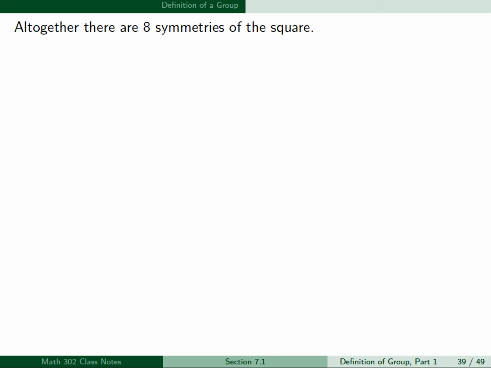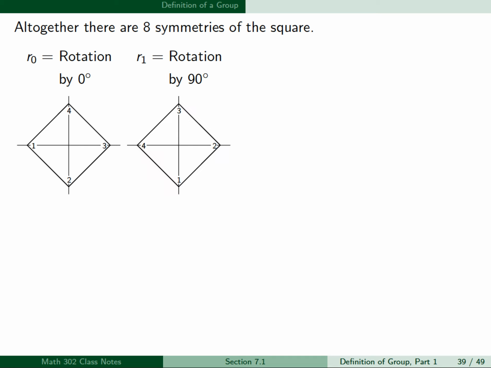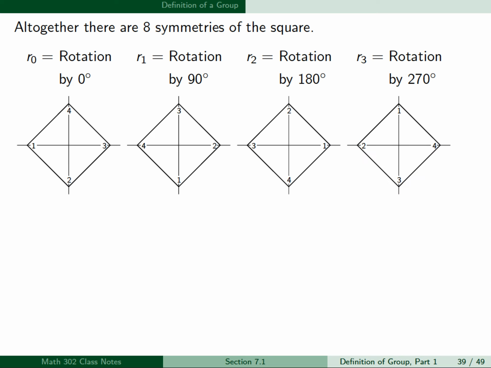Altogether, there are 8 symmetries of the square. We can start with a rotation by 0 degrees, which is really doing nothing, a rotation by 90 degrees, as we saw, a rotation by 180 degrees, this is a rotation in the plane of the square, and a rotation by 270 degrees, again in the plane of the square.